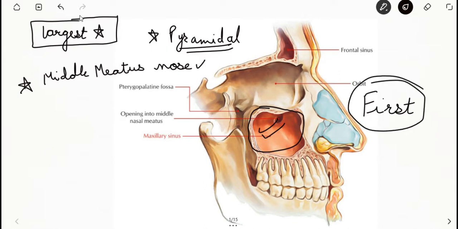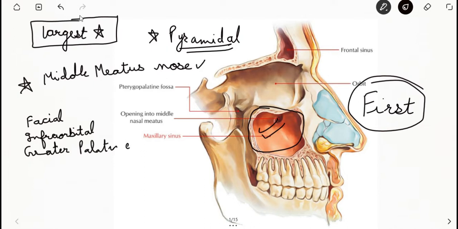It's the maxillary sinus. The arterial supply is by the facial, infraorbital and greater palatine artery. The venous drainage is into the facial vein and pterygoid plexus of veins. The lymphatic drainage is by the submandibular lymph node.